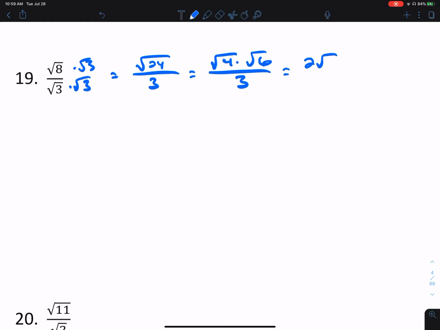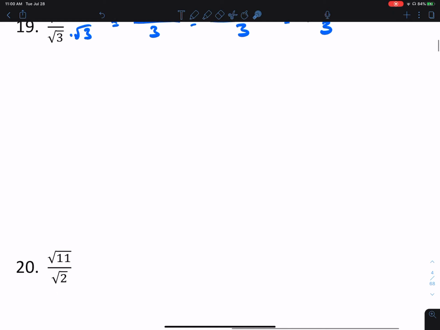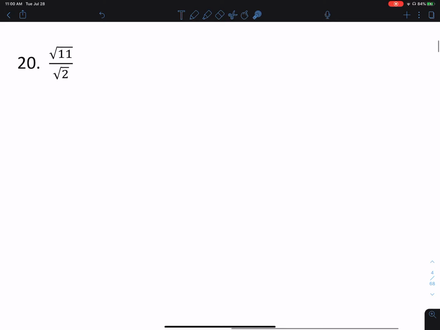That's going to make this 2 square roots of 6 over 3. It's now finished. You can't divide 2 and 3 by the same number other than 1. You can't simplify the square root of 6. We are finished.